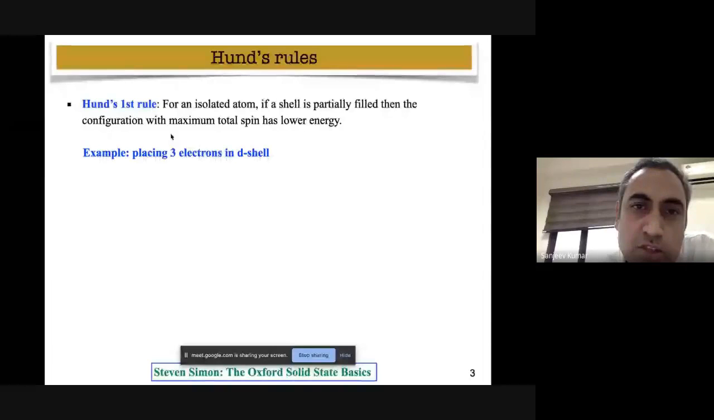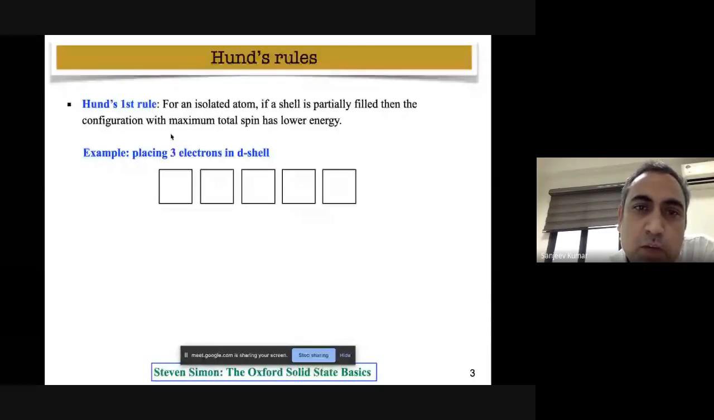Let's try to place 3 electrons in a D shell. We know that the D shell has 5 orbitals, and each of them can host an up and down electron, 2 electrons with opposite spins. If I want to place 3 electrons in the D shell, what can I do? Well, we can place these 3 electrons like this. This is what Hund's rule says, that we should place the 3 electrons such that their total spin is adding up.